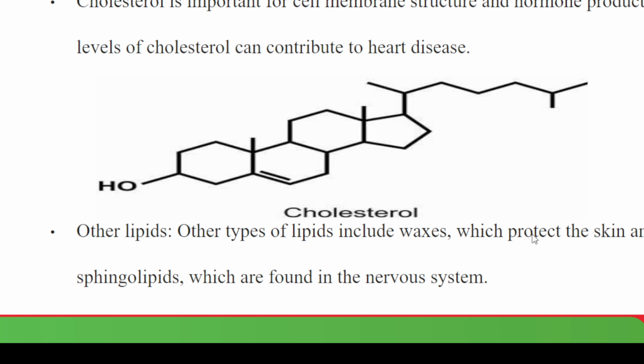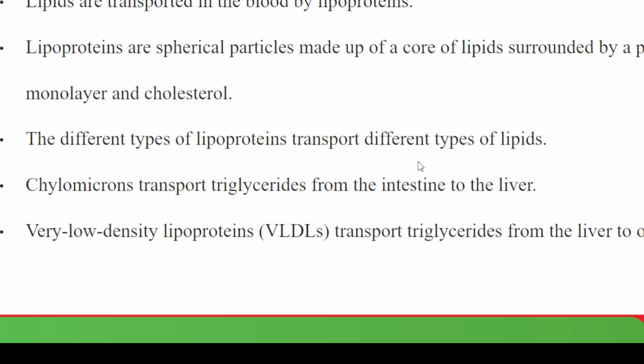In your ear, you have some form of wax, and on the skin you can have some too, but it is not pronounced or really prominent. The hair, so this protects the hair and the skin, and we also have sphingolipids, which are found in the nervous system. These are also very important for our nerve function and brain function.